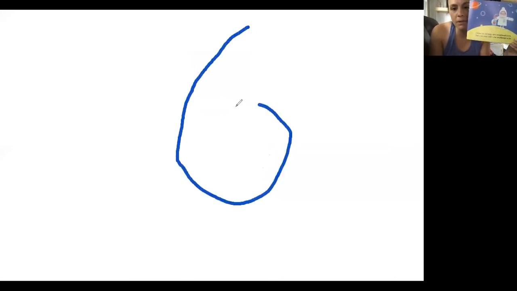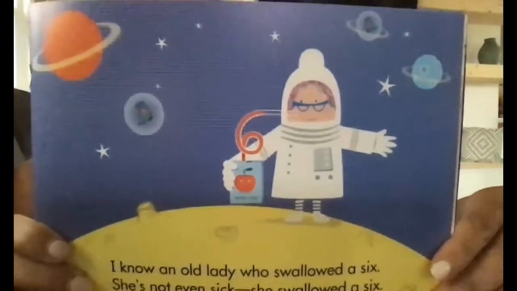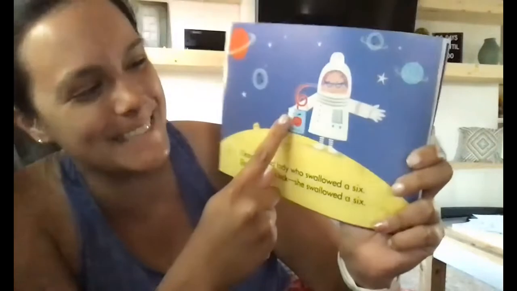The way I remember this is 6 kicks. So this is like a soccer ball and it's on the bottom. So 6 kicks. Now that we know what a 6 looks like, see if you can find it in the picture if you haven't already. Yeah, 6 is right there. It's her straw and her juice.